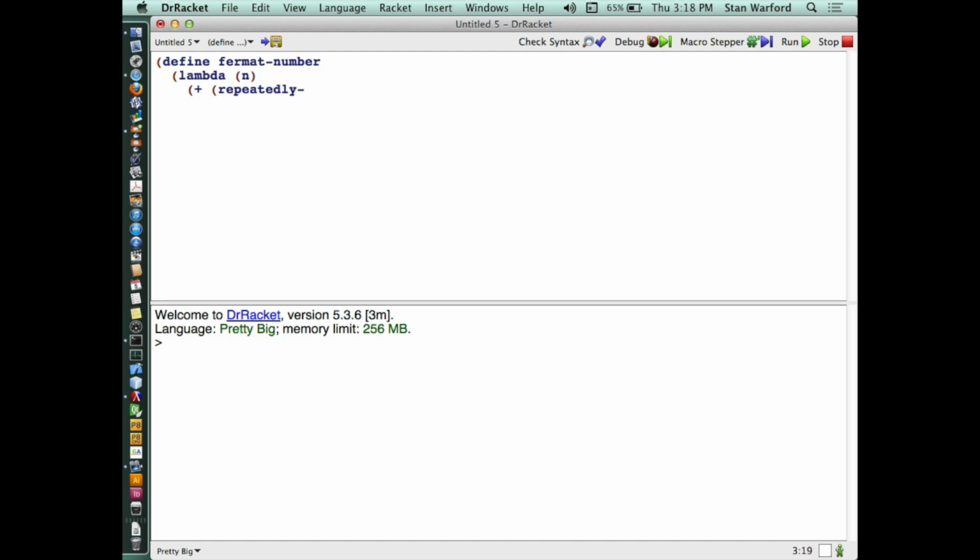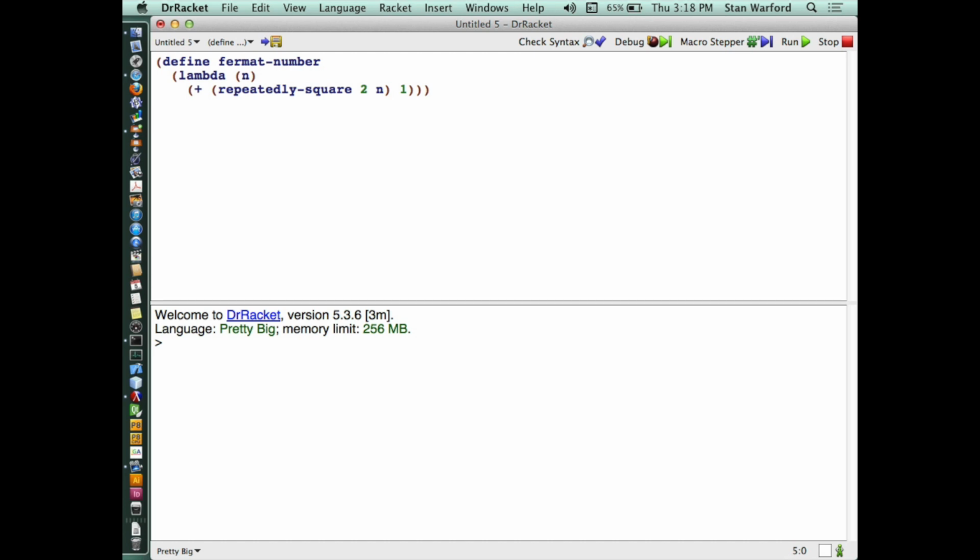Repeatedly square, and now we repeatedly square what? 2, and then how many times? N. And we close this off. And now what do we have to add to that? 1. Now, is everybody clear on how this works? Now the hard part is writing repeatedly square.